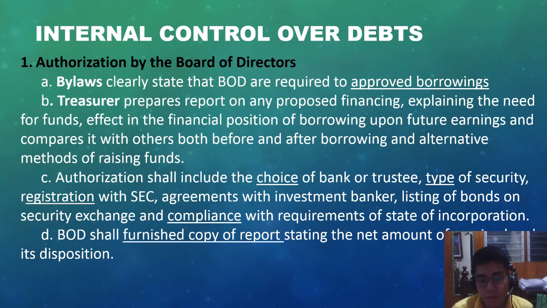Authorization also includes the choice of bank or trustee, the type of security, registration with the Securities and Exchange Commission, agreements with the investment banker, listing of bonds on a security exchange, and compliance with requirements of the state of incorporation. The Board of Directors shall also furnish a copy of a report stating the net amount received and its disposition.